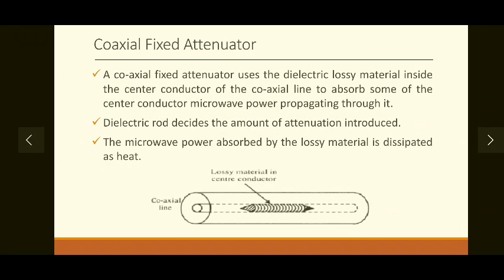Apart from rectangular waveguide, other passive devices can also use attenuators. One of them is the coaxial fixed attenuator. As the name suggests, it is a fixed attenuator which is used for coaxial lines. It uses a lossy dielectric material inside the center conductor of the coaxial line to absorb some of the power propagating through it.